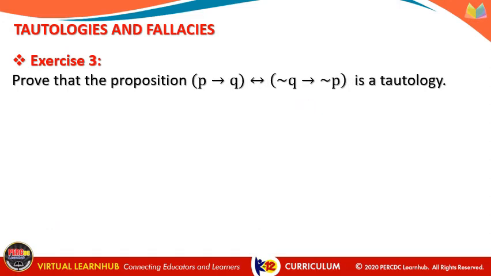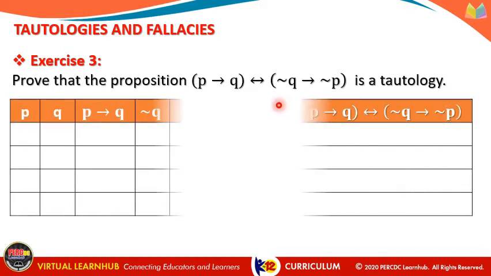Let's go to the third exercise. Prove that the proposition given is a tautology. The dominant connective here is the one for biconditional propositions. Therefore, what we are going to do is, first, we will get the truth value of this conditional proposition, and we will also get the truth value of the second conditional proposition over here. And then after getting the truth values of each proposition, we can now perform the biconditional.